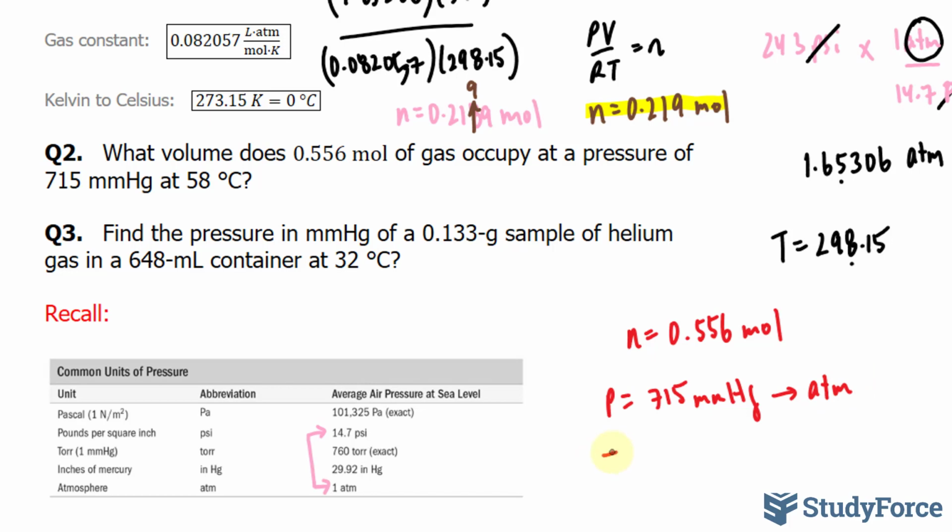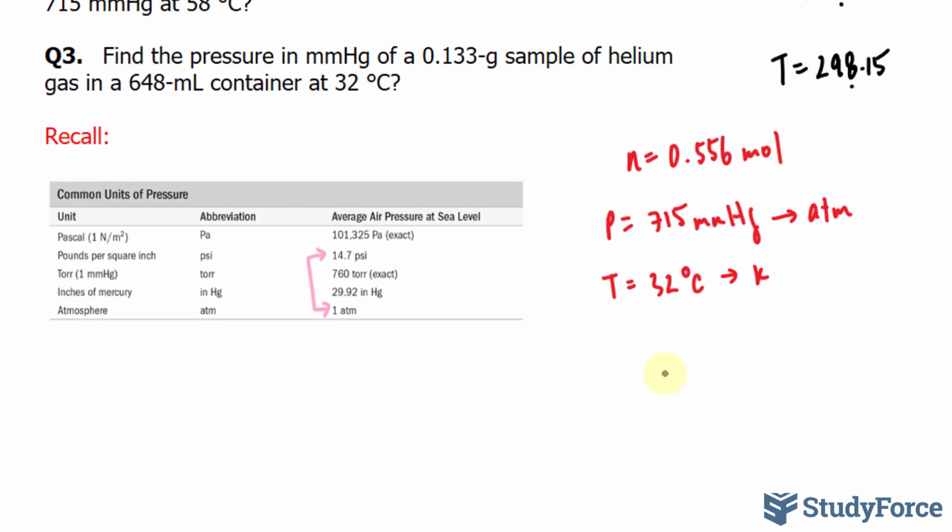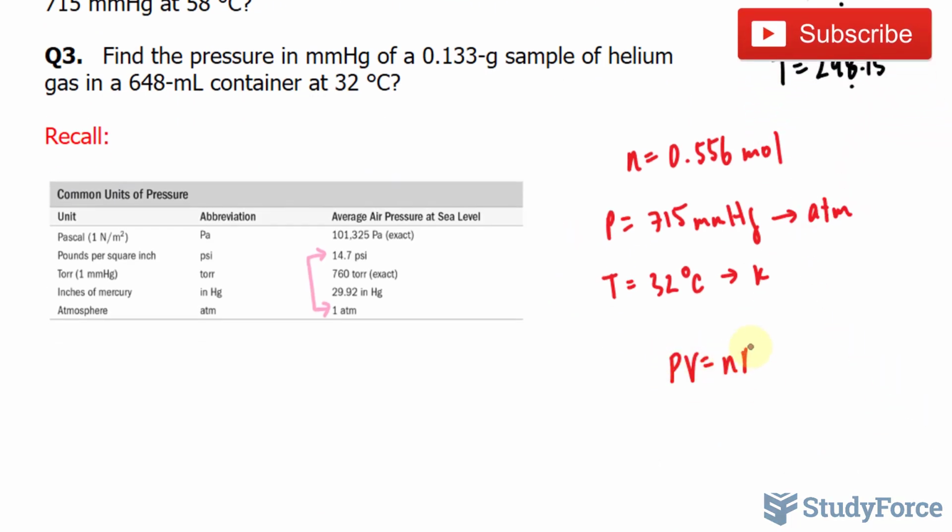Also, we've been told the temperature. The temperature is 32 Celsius. This needs to be converted into Kelvin in order to use the formula that we used earlier, PV is equal to nRT. I'm going to write that down. PV is equal to nRT.